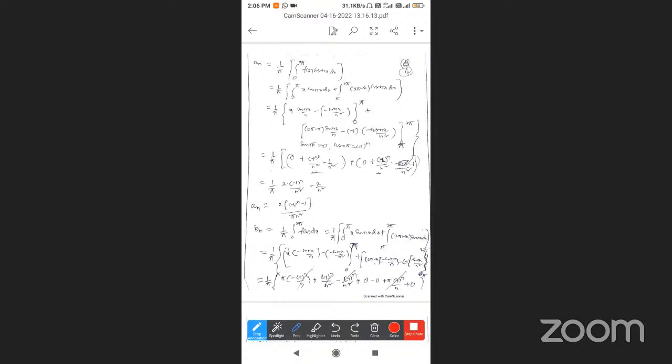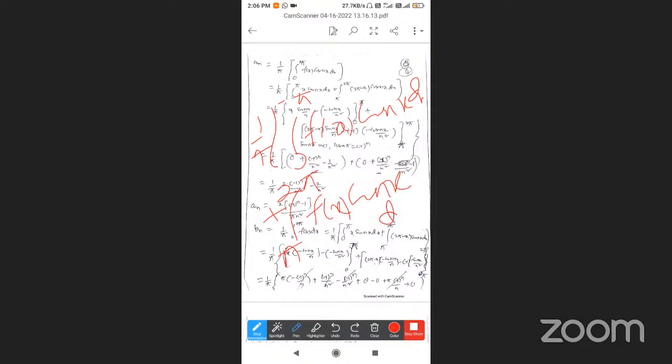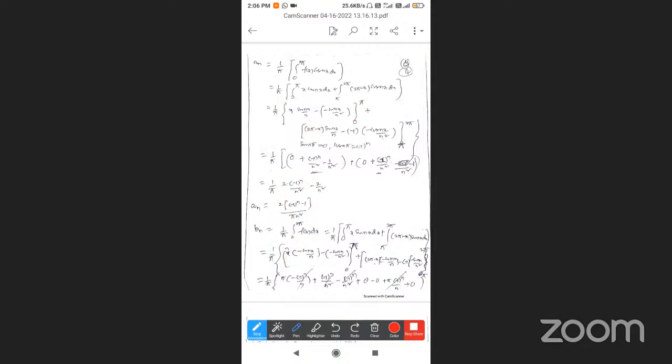Now the an value is equal to 1 by pi, and the limits are changing: 0 to pi of f of x into cos nx dx plus pi to 2 pi of f of x into cos nx dx. So we get 1 by pi times the integral from 0 to pi of x into cos nx dx plus the integral from pi to 2 pi of 2 pi minus x into cos nx dx.